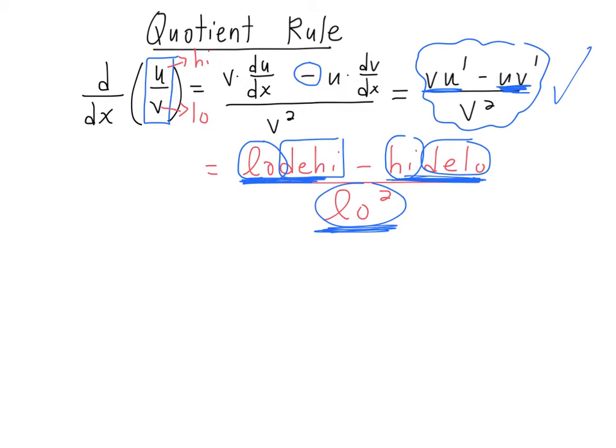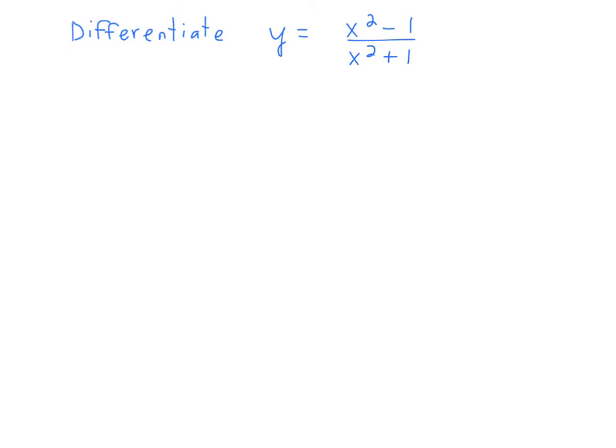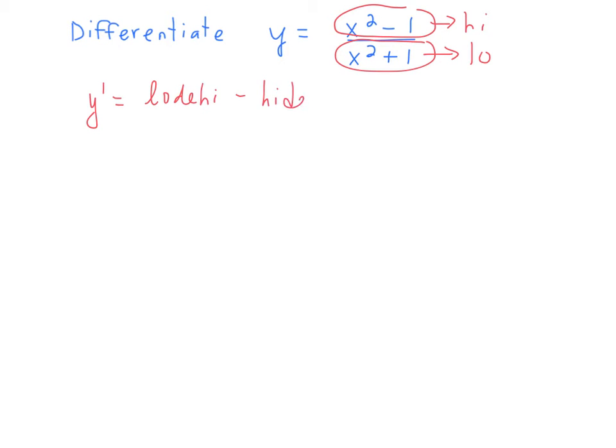Let's look at one quick example. Okay, so here's an example where we are looking to differentiate a function, and notice it's a quotient, so we need our quotient rule. So this numerator is what we are referring to as the high piece, and the denominator is the low piece. So once again, we want to remember our phrase, low d high minus high d low all over low squared. So let's apply it now.